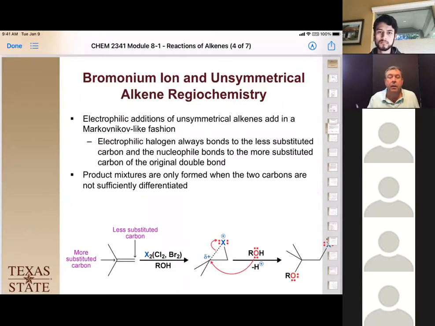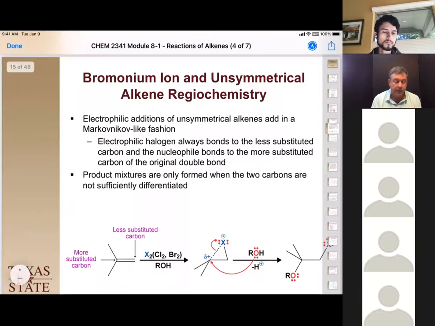Okay, so now let's think about this in terms of Markovnikov and anti-Markovnikov. How are we going to do this? In the electrophilic addition of these alkenes, we do add in a Markovnikov-like fashion. But you have to think about what Markovnikov means. Markovnikov means that the thing that's being pulled in as the electrophile is going to go to the less substituted carbon, meaning you're going to form your most positive charge on your more substituted carbon.